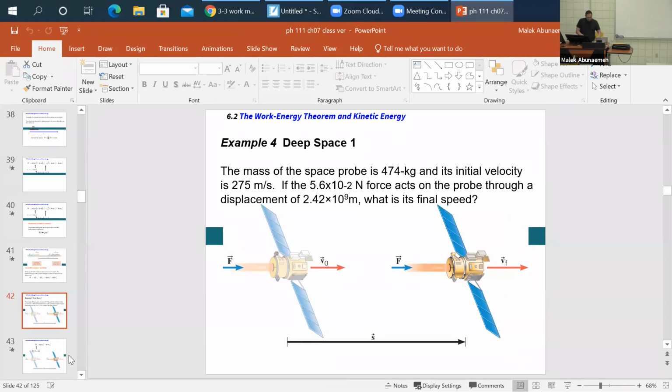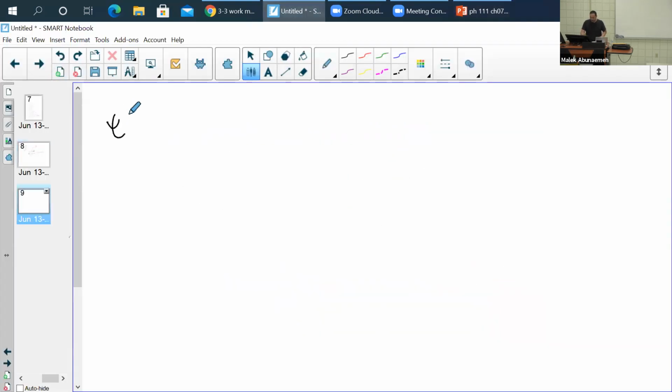we have a space probe. So your mass of the space probe is 474 kilograms, and initial velocity is 275 meters per second. If a 5.6 times 10 to the negative 2 newton force acts on the probe through a displacement of 2.42 times 10 to the 9 meters, what is your final speed? So let's go ahead. This is example 4.